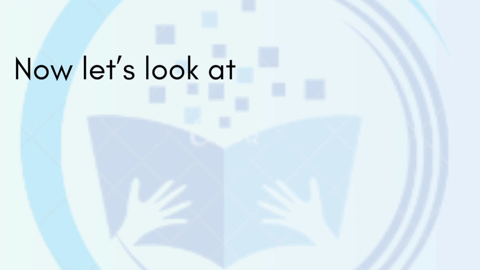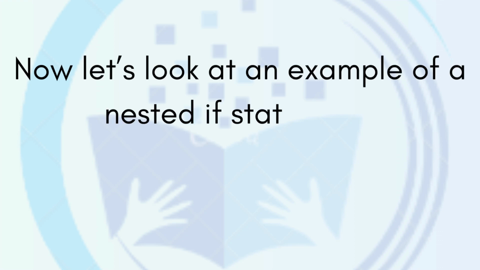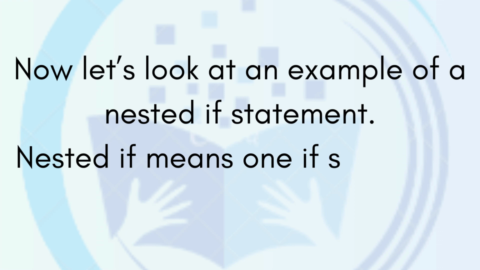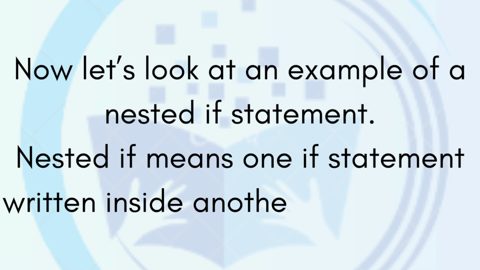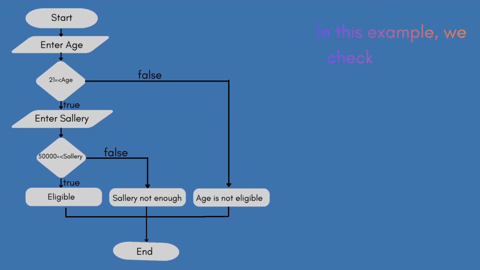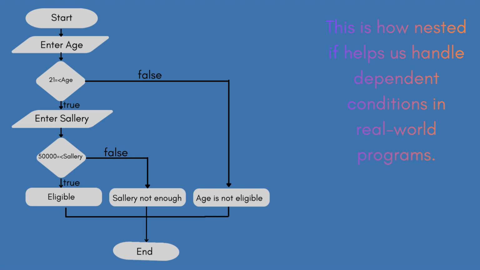Now let's look at an example of a nested if statement. Nested if means one if statement written inside another if statement. In this example, we check whether a person is eligible for a bank loan. This is how nested if helps us handle dependent conditions in real-world programs.